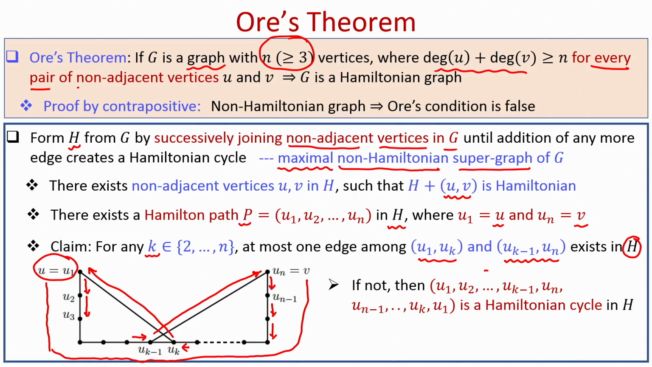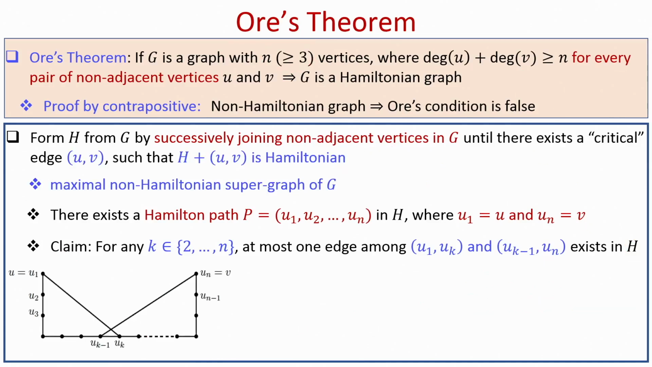So, the proof of the claim is based on the fact that if you have both these edges, then by just crossing those two edges and following the rest of the things as part of your Hamiltonian path, you can extract out a Hamiltonian circuit in your supergraph H, which is a contradiction. So, we have proved this claim.